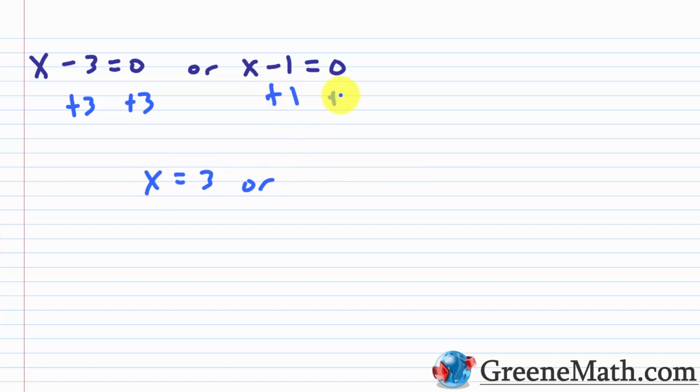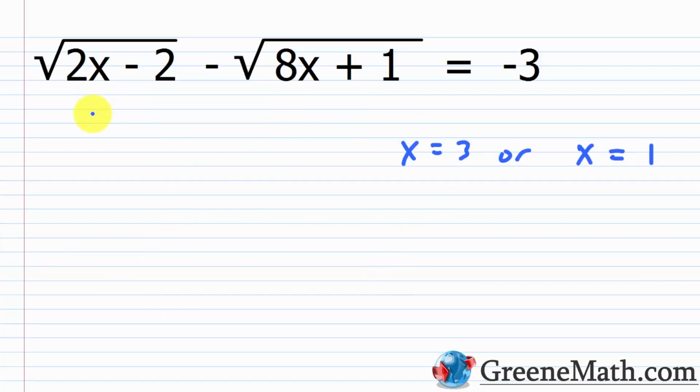If I solve this guy right here, I add 1 to both sides of the equation. I get that x is equal to 1. So x equals 3 or x equals 1. So we're not done. We need to check these. So let's check x equals 3 first. So I'm going to plug in a 3 there and there.